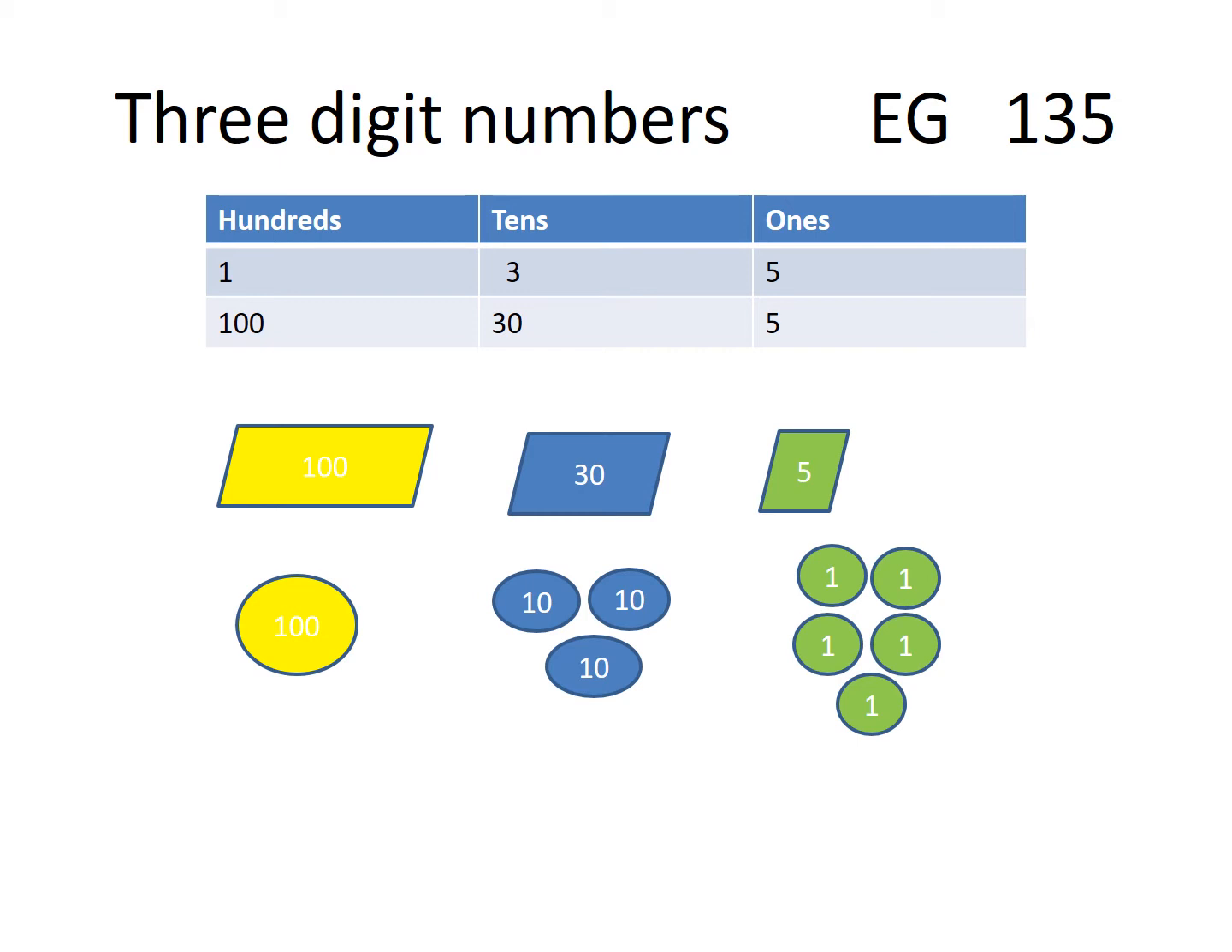Below you can see that I've shown them pictorially in different ways. So you've got the place value cards, so 130 and 5 would make 135. Underneath we sometimes show numbers using place value counters. So you can see here we've got 100, 10, 20, 30, 31, 32, 33, 34, 35.